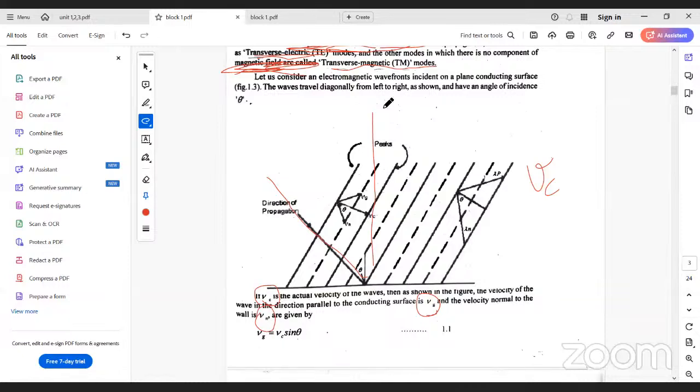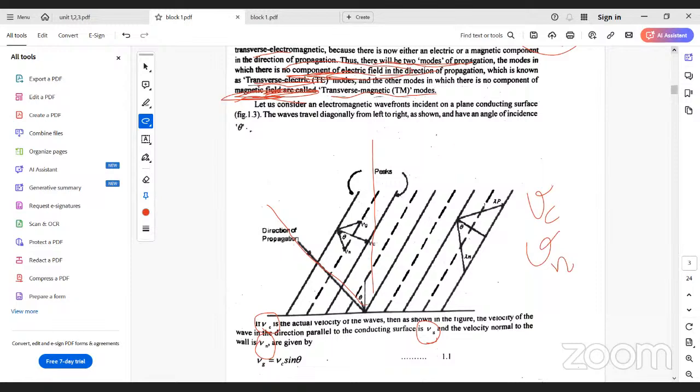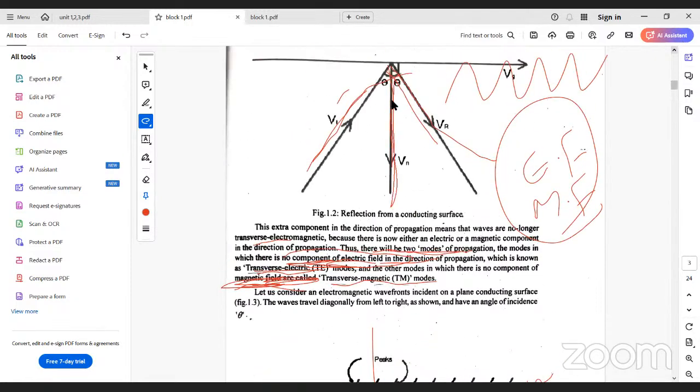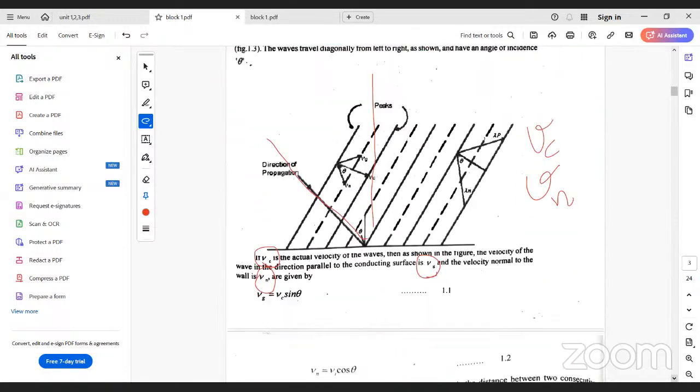Vc is called velocity of light. What is Vn? Normal to the plane, above diagram. See the above diagram? Normal to the plane, Vn. Vn is normal to the plane, and another velocity is Vg. Vg is velocity across the direction of propagation. Direction parallel is Vg. From this, I am writing one equation.